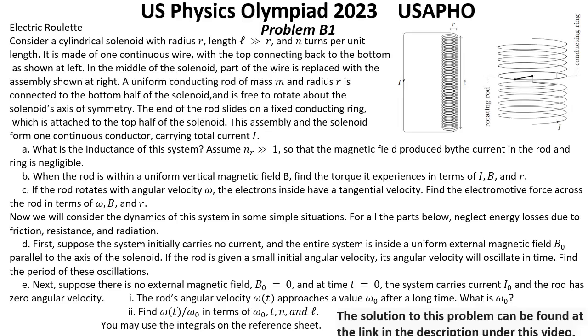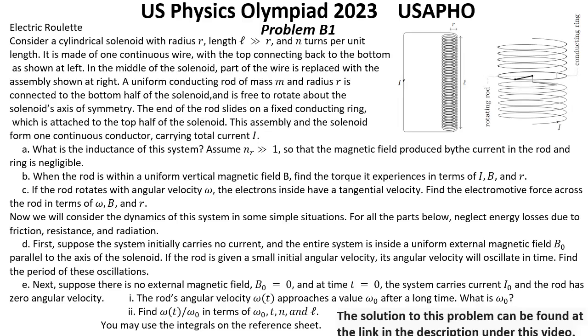First part. What is the inductance of this system? Assume that n r is much greater than 1, so that the magnetic field produced by the current in the rod and the ring is negligible. Part B. When the rod is within a uniform vertical magnetic field B, find the torque it experiences in terms of I, B, and R.